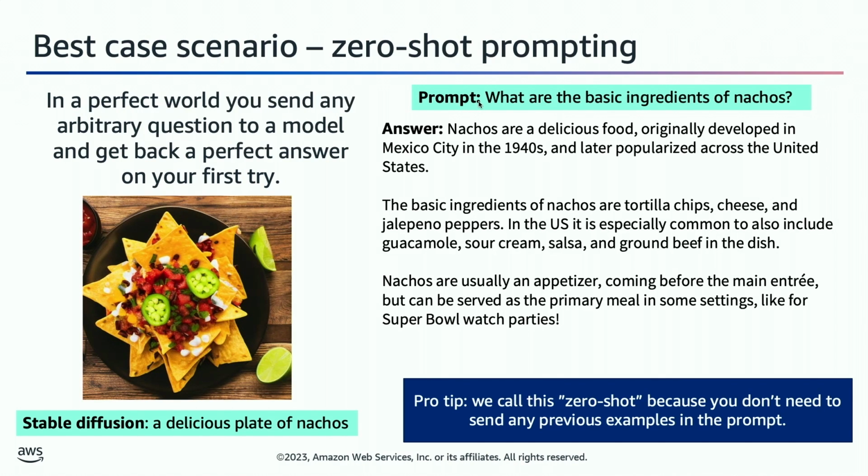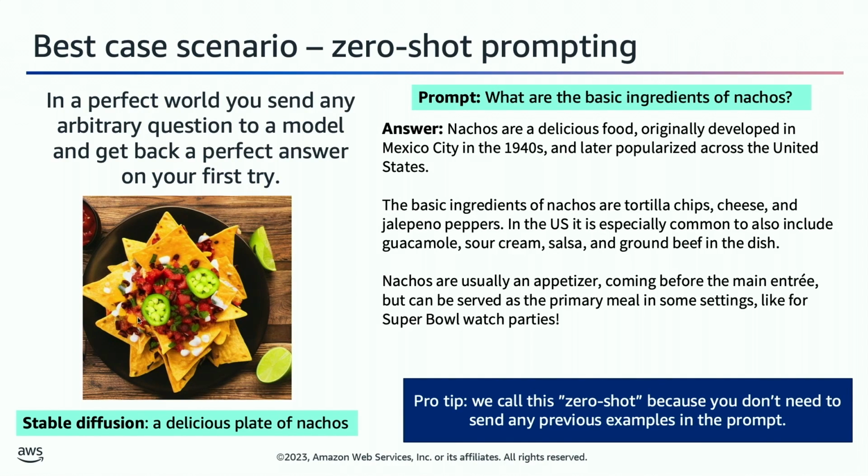So my prompt could be, what are the basic ingredients of nachos? And then I get back this detailed answer about nachos, a delicious food developed in Mexico City in the 40s. Basic ingredients are tortilla chips, cheese, and jalapeno peppers. And in the US, we like to add guacamole, sour cream, salsa, and sometimes ground beef. They're usually an appetizer, come before the main entree, can be served in the primary meal, like for Super Bowl watch parties. So you get this nice answer about not just what the basic ingredients of nachos are, but this larger context for it.